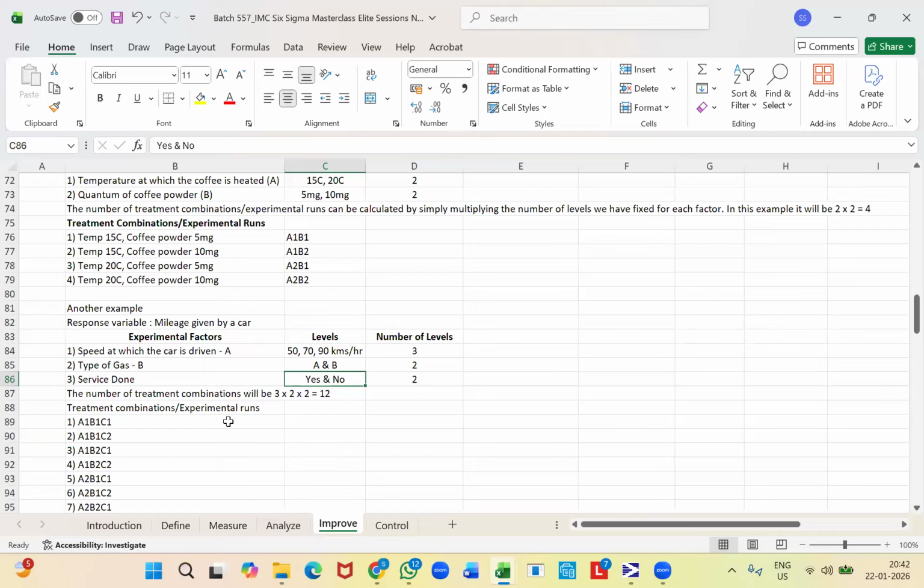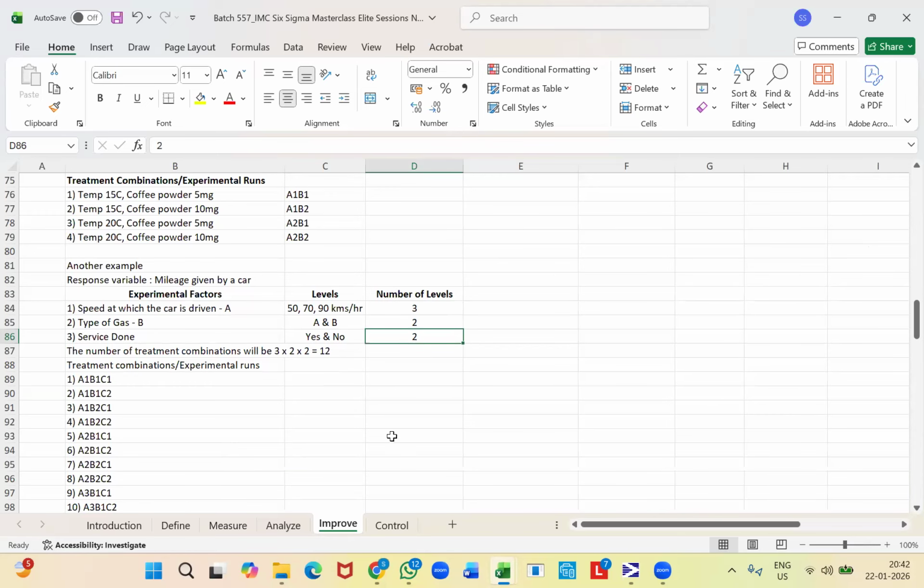Now, how many treatment combinations we will have for this scenario? So we simply need to multiply the number of levels that we have fixed for each of these experimental factors. So speed at which the car is driven, we have 3 levels. Type of gas, 2 levels. And then service done or not, again 2 levels. So the total number of treatment combinations that we can actually form for this particular scenario will be 3 into 2 into 2. So 3 into 2 is 6, 6 into 2 is 12, right? So you need to write down all the possible 12 treatment combinations that we can actually create for this scenario.